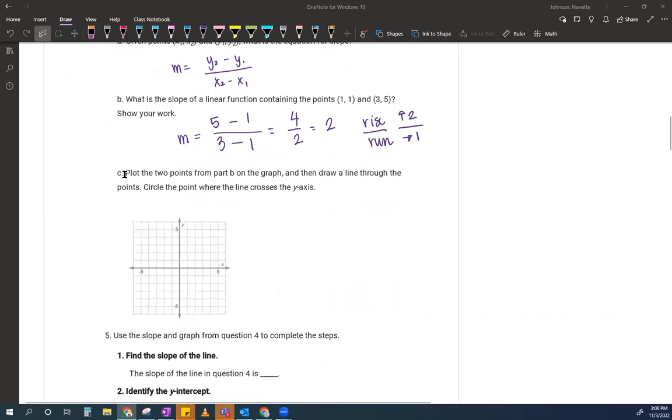Okay, so then it says plot the 2 points on the graph and then draw the line through the points and then circle the point where the line crosses the graph. Okay, so plot the 2 points. So 1, 1, that's right here, right? And then the point 3, 5 is right here, right? And then the thing that you want to pay attention to is make sure that you remember how to plot these points, because otherwise it would be wrong.